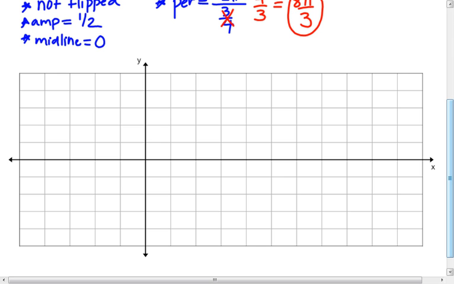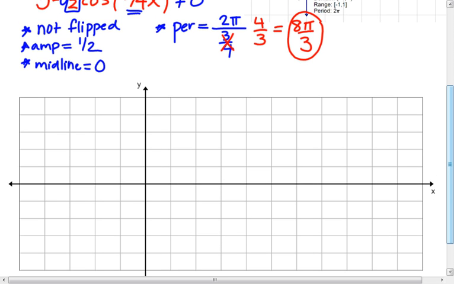Okay, so here we go. When we go to graph this, what you're going to do is create basically a new period. Okay, my new period in this case is 8 pi over 3. So I'm going to make 4 quadrants. And at the end of that 4th quadrant is 8 pi over 3. Okay, because that's my new period. Then I need to split that 8 pi over 3 into 4 quadrants and relabel them.